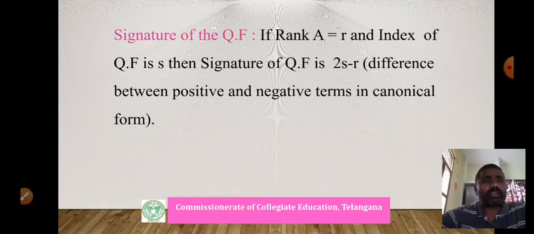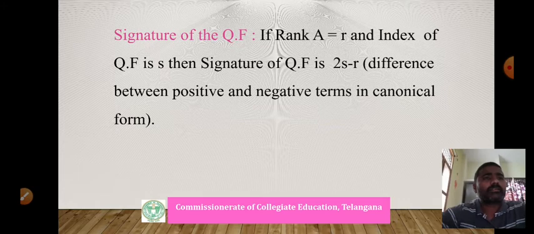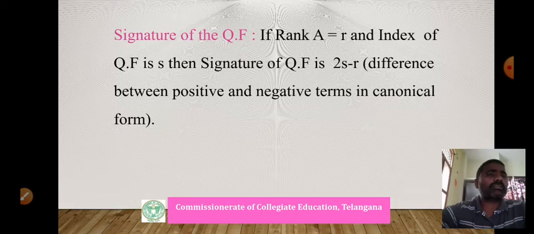the index of the quadratic form is s. Already we discussed this: the number of positive terms in the canonical form. Then the signature of the quadratic form is 2s minus r, where s is the number of positive terms and r is the rank of A. This is nothing but the difference between the positive terms and the negative terms in the canonical form.